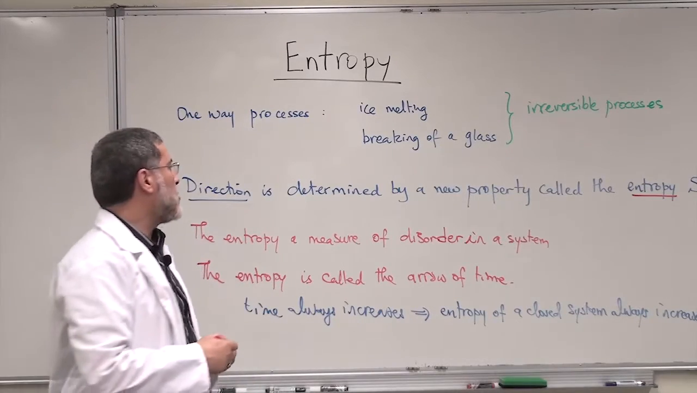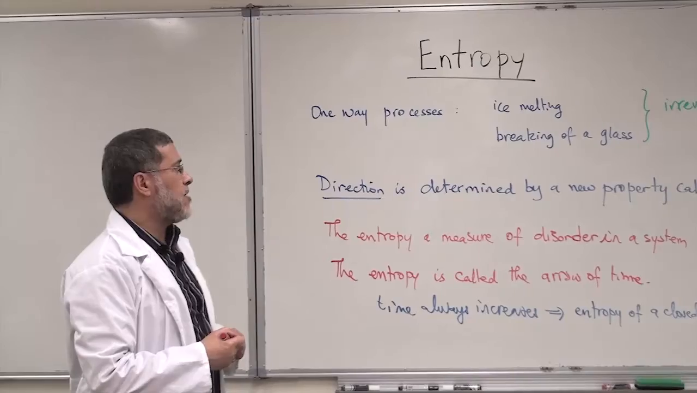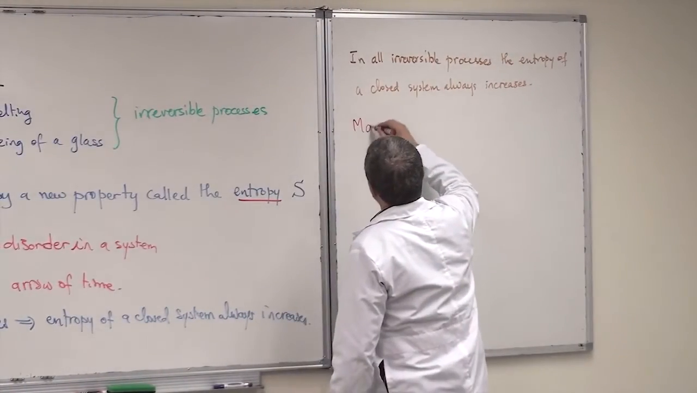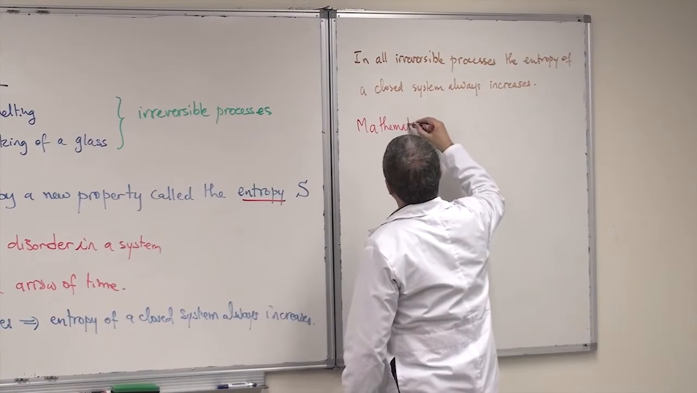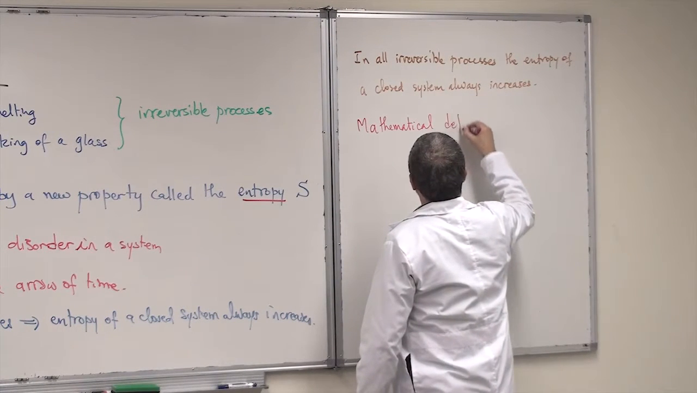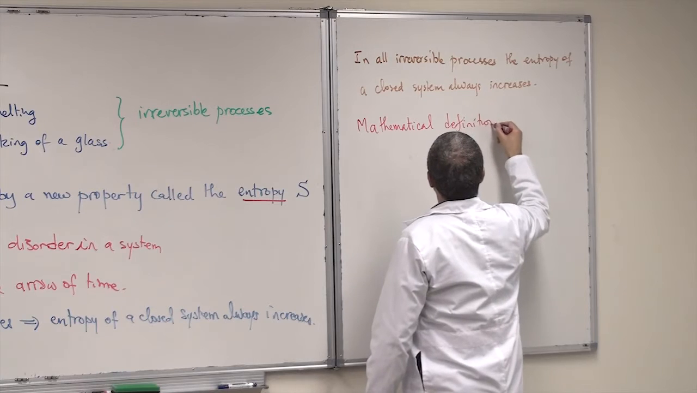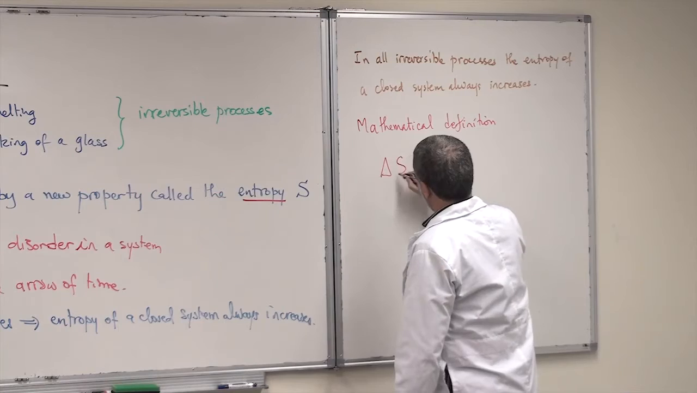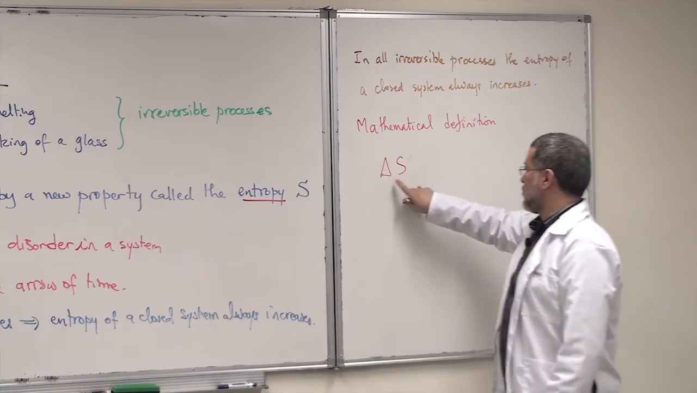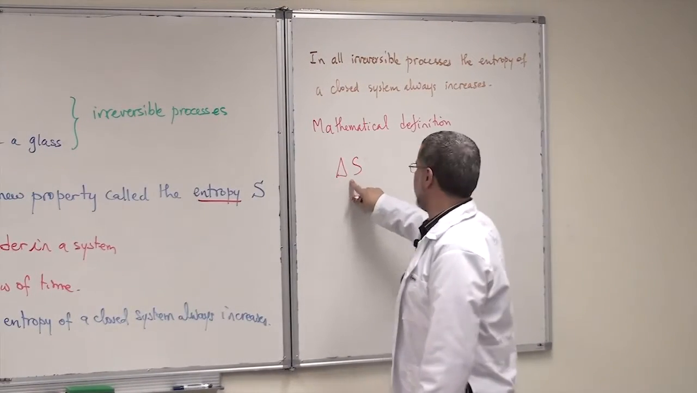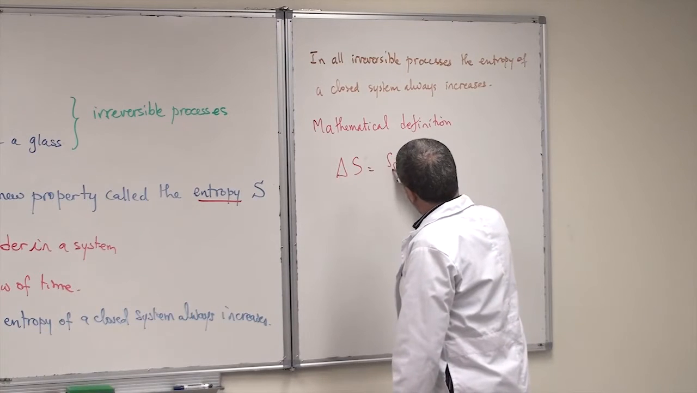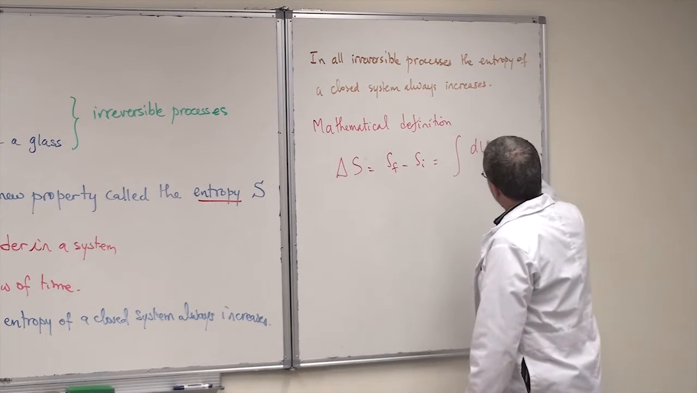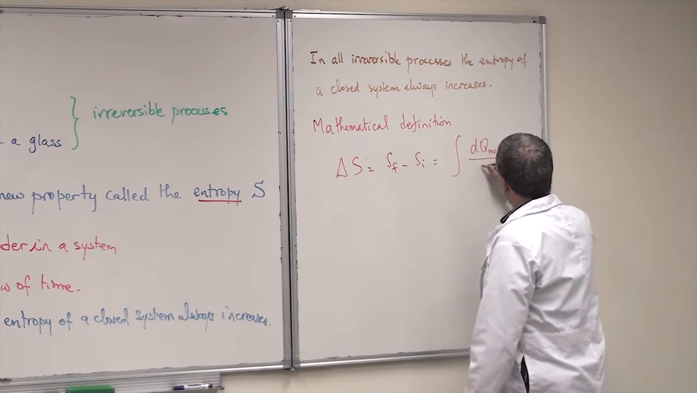There is one mathematical definition of the entropy. So let's go to the mathematical definition of the entropy. It is that the change in entropy of a system, delta S, which means S final minus S initial, is equal to the integral of dq reversible over T.